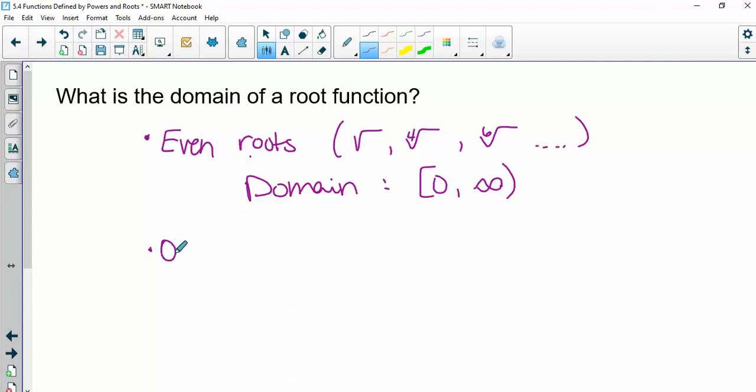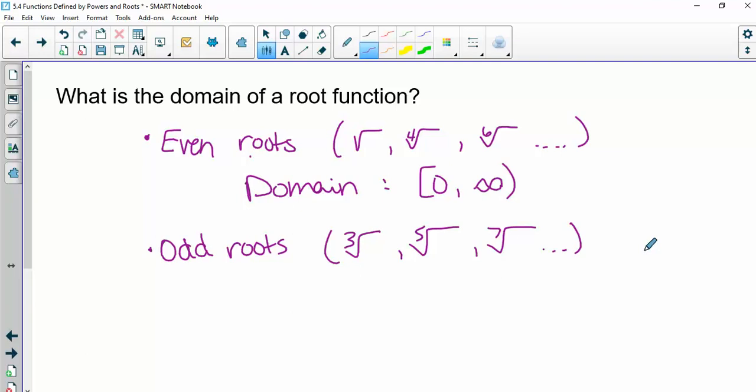Alright, now odd roots are a little bit different. So if I have a cube root, 5th root, 7th root, and so on. Can you do the cube root of -8? What is it? It's -2. The cube root of -8 says what number to the 3rd power equals -8? And it's just a -2.